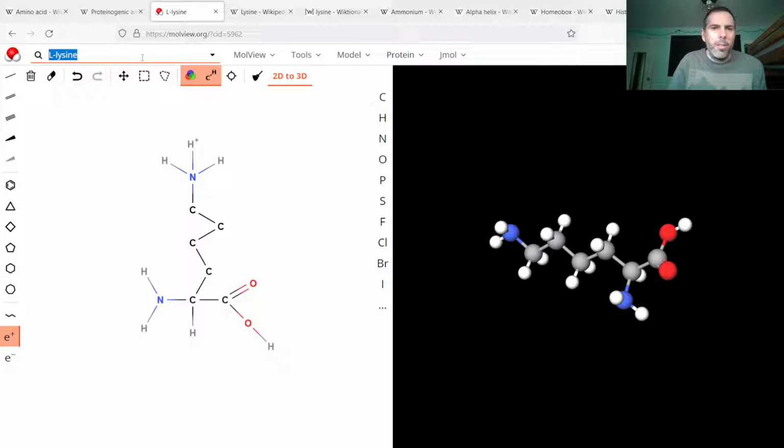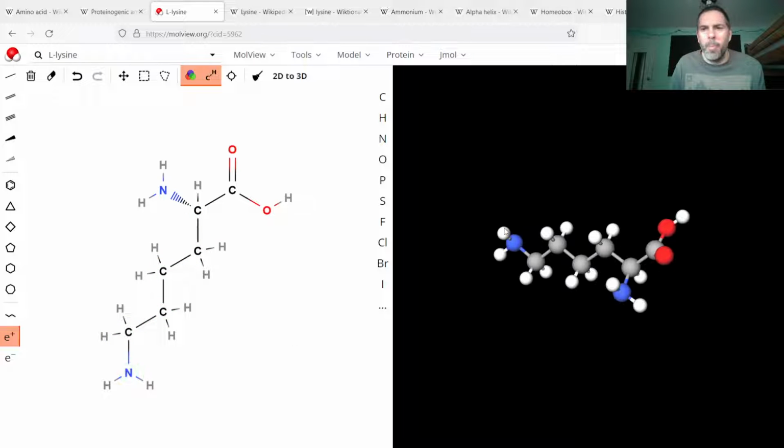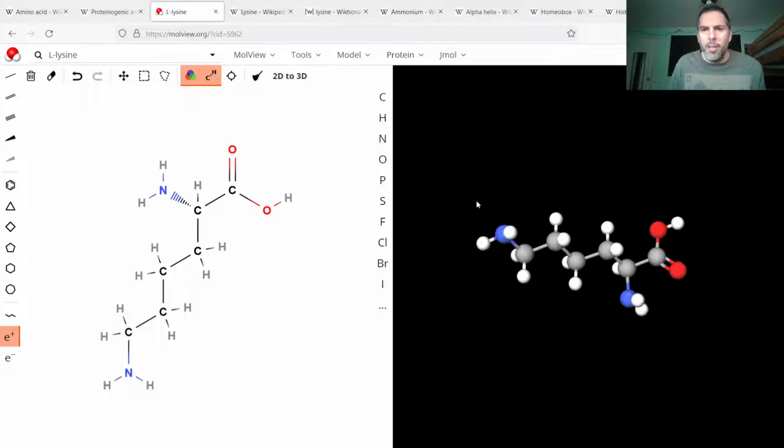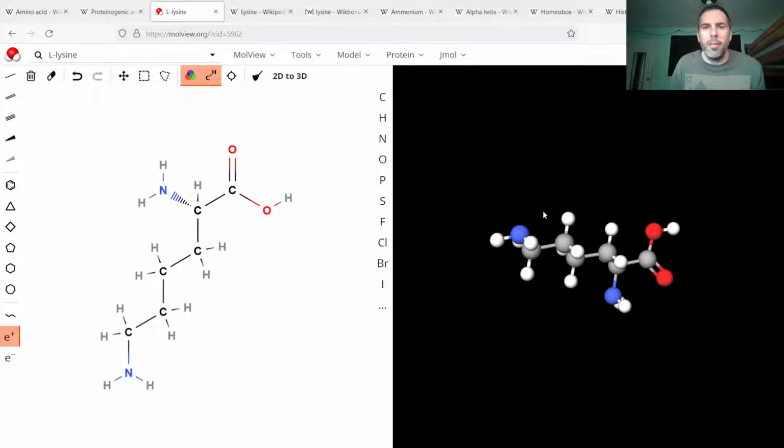I didn't show the hydrogens on all these, and then I'll just search for it to show what they draw it as. So here's the alpha carbon and the side chain coming down here. And you can see it on the side here. Fairly long hydrocarbon side chain ending in a nitrogen group.